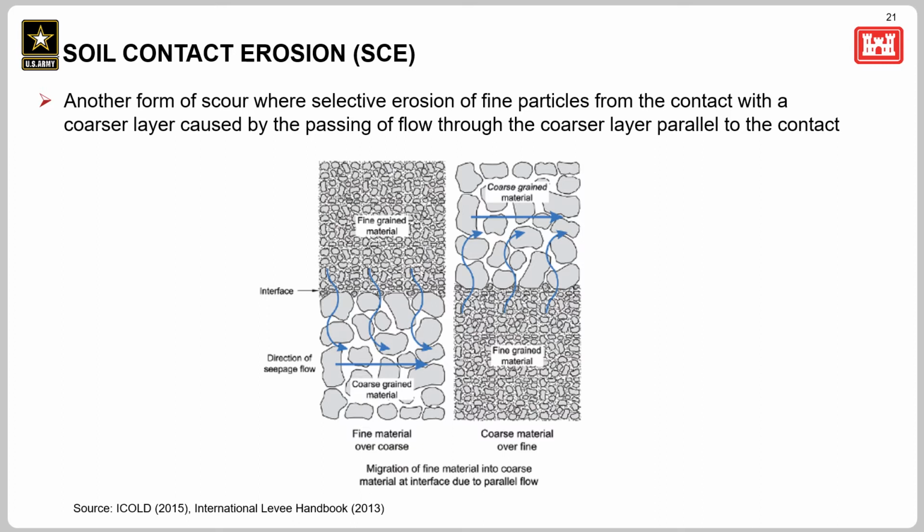Corps of Engineers added soil in front of ICOLD's term contact erosion to emphasize that the way we think about this process is that it's occurring at the fine to coarse soil contact, not a soil to rock contact. So this is generally considered a contributing process, which means it can lead to the formation of a roof or a pipe for concentrated leak erosion. It's a little bit nuanced.